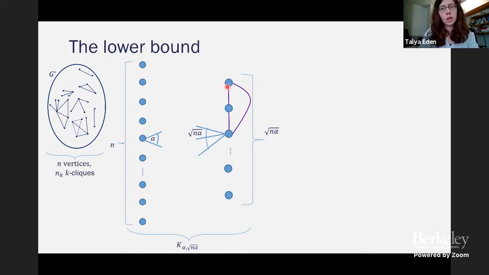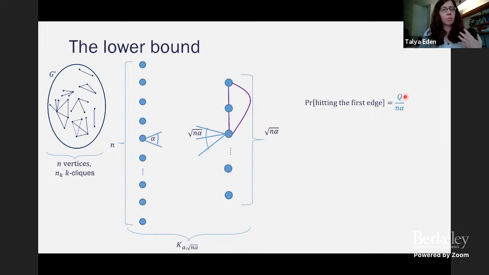We hide our k-clique here among the set of high degree nodes. So all of these nodes have degree square root n alpha, and we hide the clique between these vertices. And let's see what's the probability of hitting this clique. To hit the clique, you must first hit one of its edges to realize you're inside this clique, right? Because you must hit some two vertices in this set that both have the high degree.